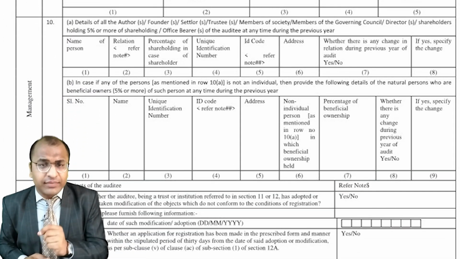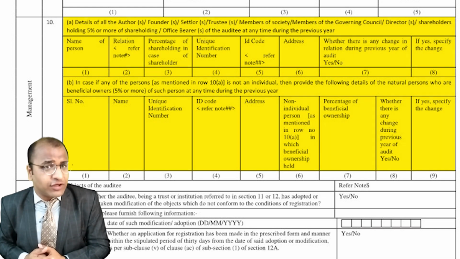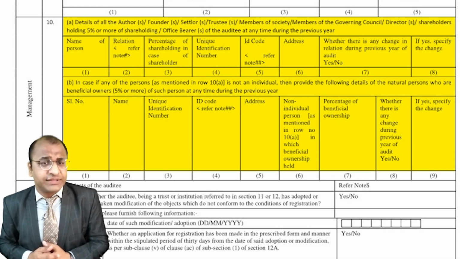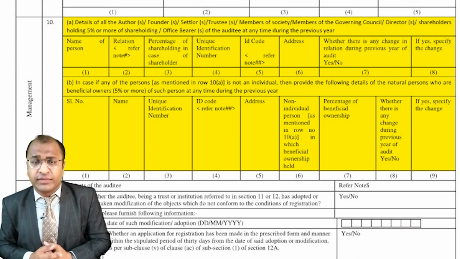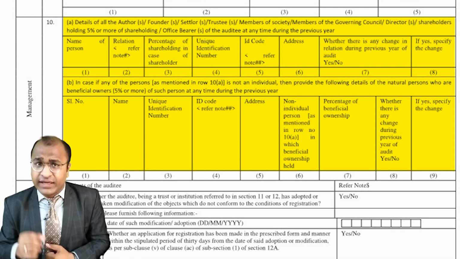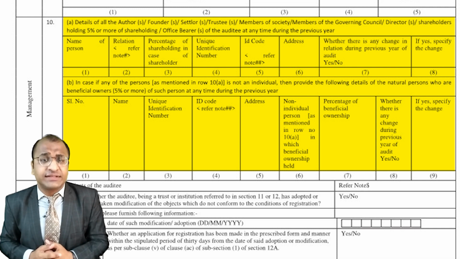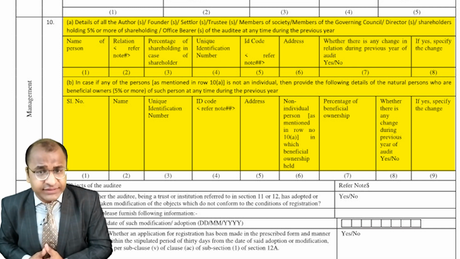Yet another requirement is of filling the details of the governing body or the board of trustees and directors in one of the portions of the Form number 10B along with their designation, KYC details, and many more such things.